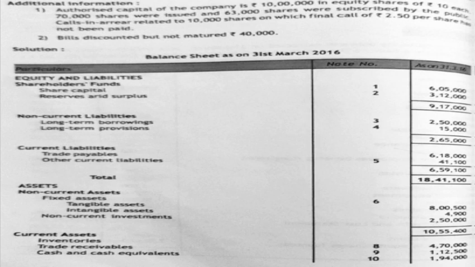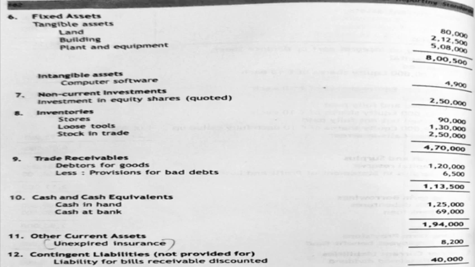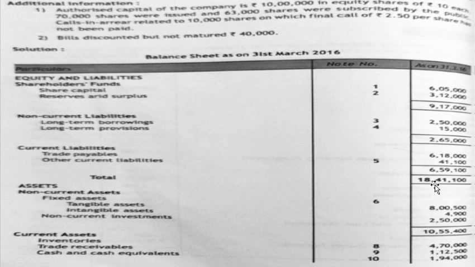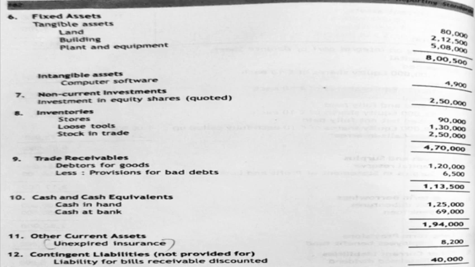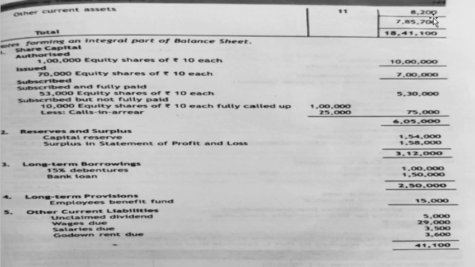Next we have cash and cash equivalents, which is cash in hand and cash at bank, which comes to 1,94,000, which is shown here as 1,94,000, under working note 10. Then the other current assets. Under other current assets, we have unexpired insurance, which is 8,200. So 8,200 has been shown here.